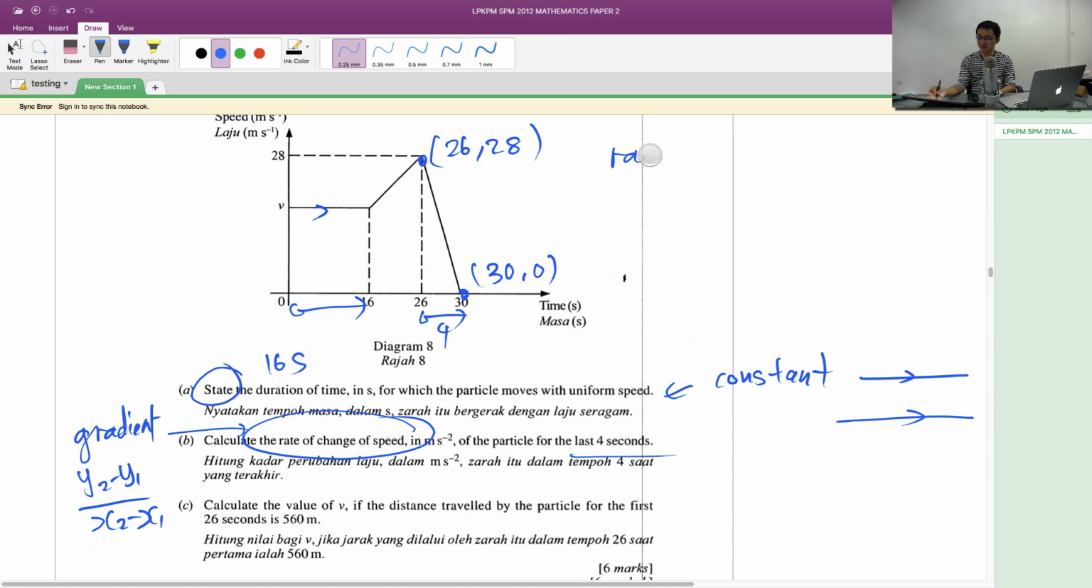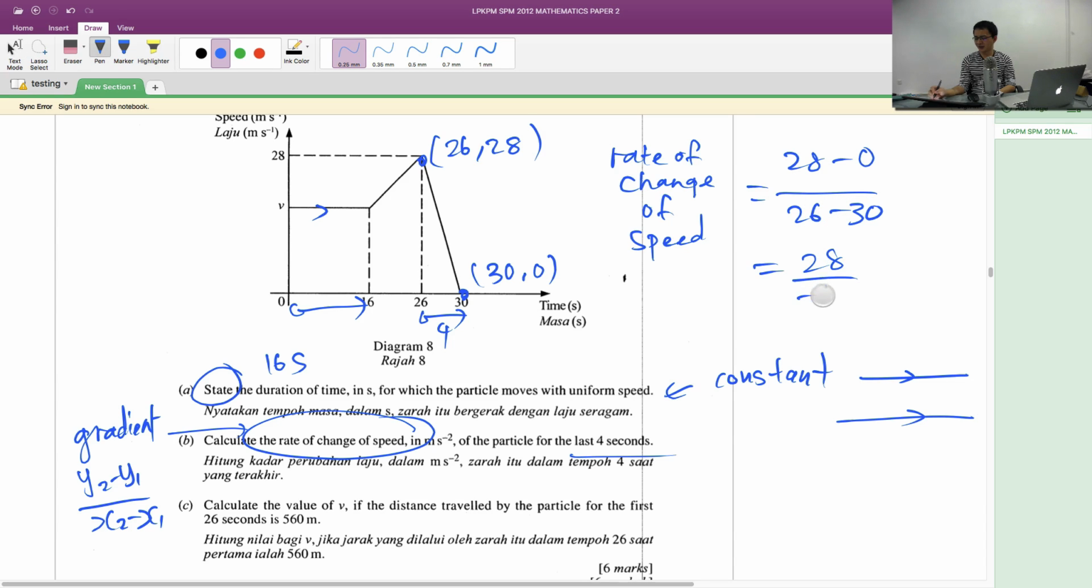In order to find the rate of change of speed, I will use the gradient formula. So I will say y2 minus y1 over x2 minus x1. So this one is negative 28 over 4. So it will be negative 7. Since this is the rate of change of speed, I will write m as negative 7. Alright, it's very simple.